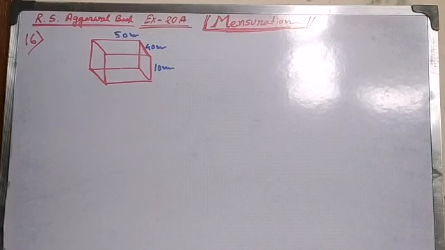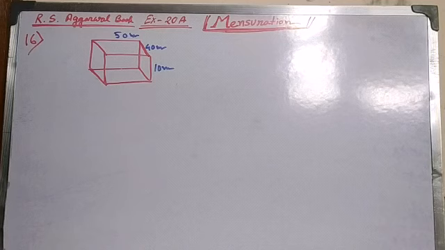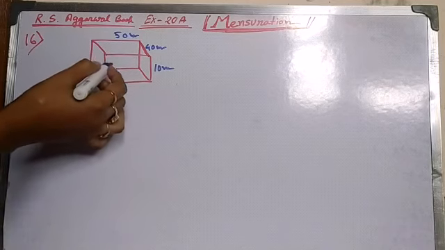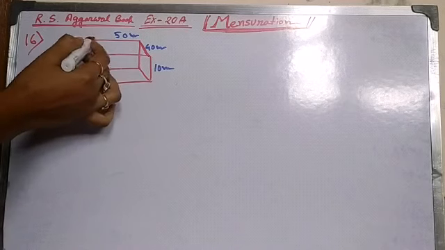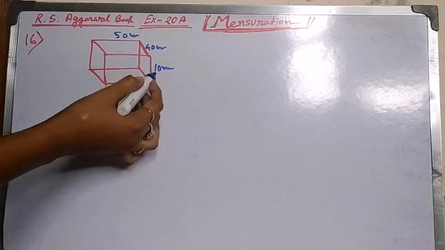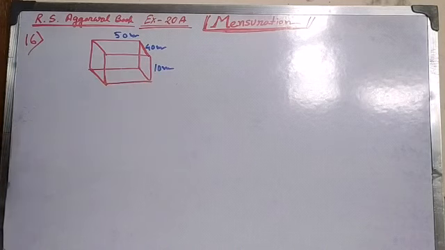Now question number 16. A godown is 50 meter long, 40 meter broad and 10 meter high. Find the cost of whitewashing its 4 walls and ceiling at rupees 20 per square meter. Here I have drawn a cuboid shape. Suppose this is a room. This length is 50 meter, breadth is 40 meter and height is 10 meter.